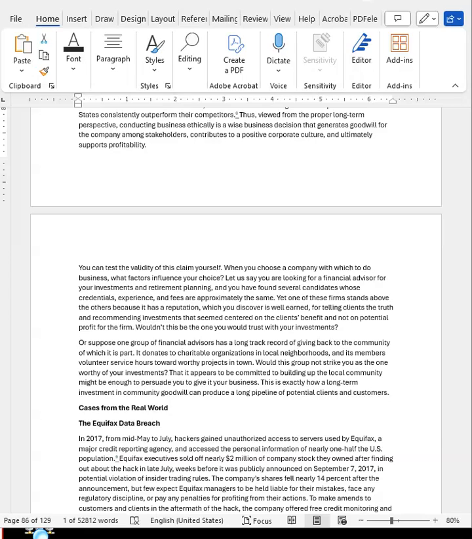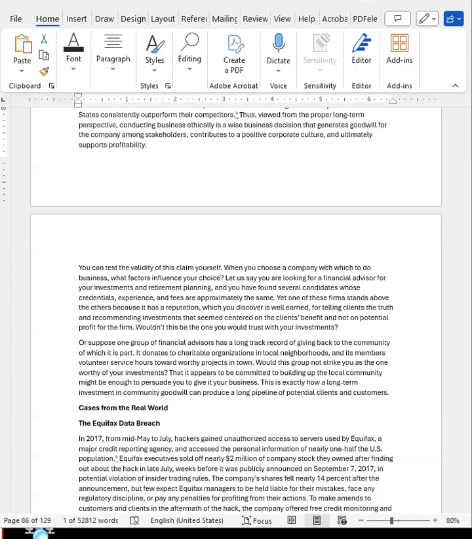Or suppose one group of financial advisors has a long track record of giving back to the community of which it is part. It donates to charitable organizations in local neighborhoods, and its members volunteer service hours toward worthy projects in town. Would this group not strike you as the one worthy of your investments? That it appears to be committed to building up the local community might be enough to persuade you to give it your business. This is exactly how a long-term investment in community goodwill can produce a long pipeline of potential clients and customers. Cases from the real world.